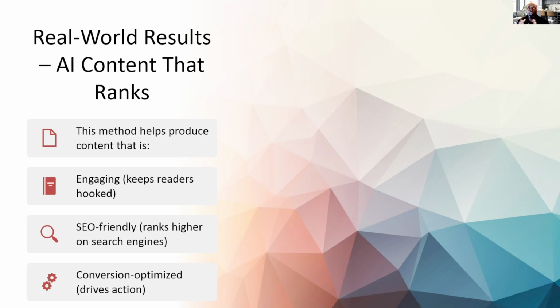With the process I've shown you today, there are a lot of real world results you can get. The content ranks, and the content engages. The kind of content you create like this engages people quickly and can really easily make people hooked. It's SEO friendly, and it's actually able to convert. That's the key. If you have content that doesn't convert, what's the use?